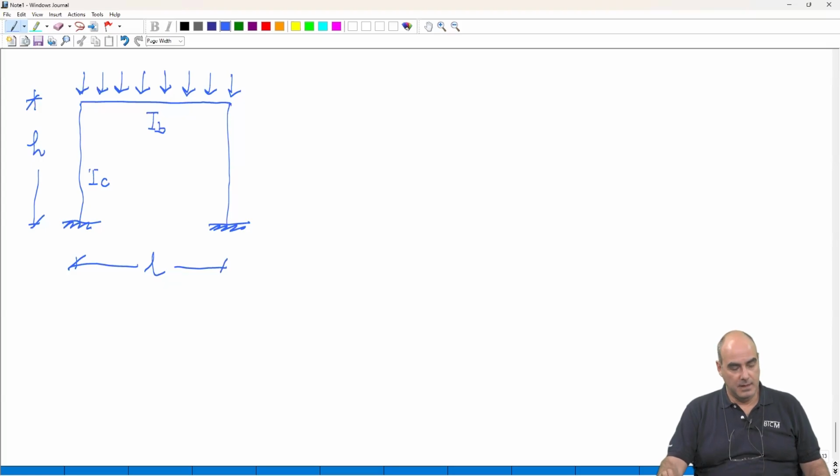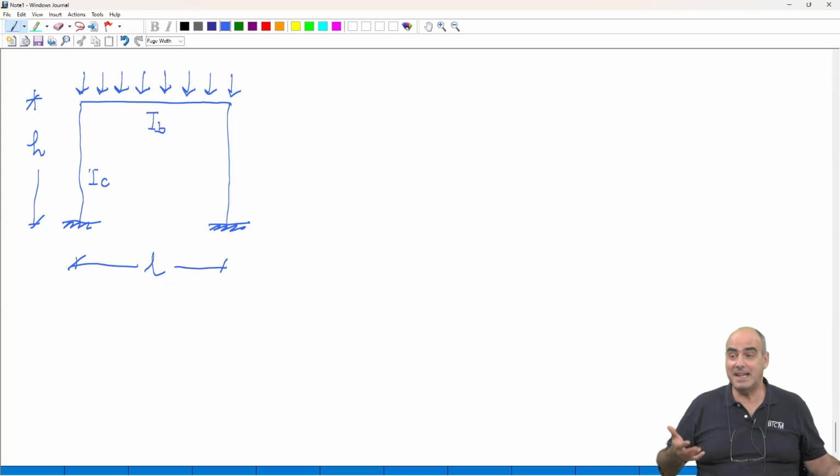Well, first thing, forget now the critical load. If you have to analyze that structure and calculate the diagram of bending moment and shear, what would you do? How would you approach this problem here?